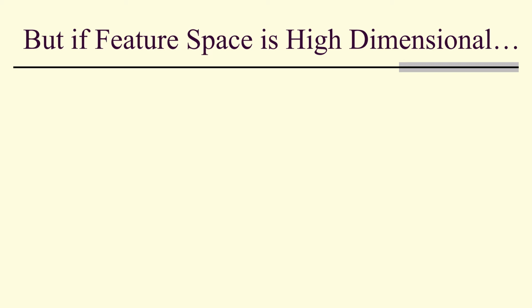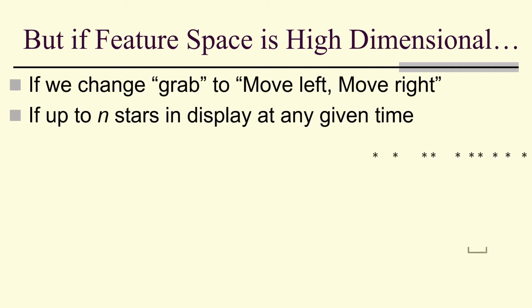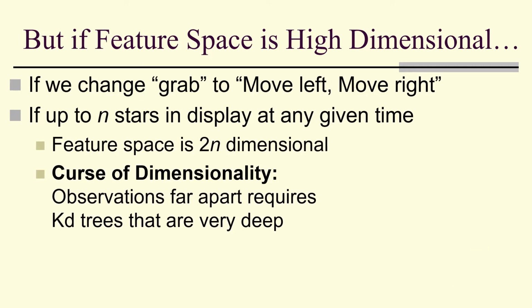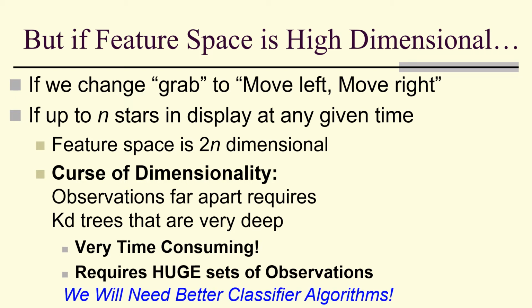Now, if the feature space is very high dimensional, for example, if instead of just grabbing, we are moving left and moving right, and suppose we had up to n stars in the display at any given time, so we can move left or right to try to catch a star, the feature space is now 2n dimensional. That means we're looking at the curse of dimensionality. Observations tend to be far apart. We'll need very deep KD trees, very time consuming, and huge sets of observations to learn to play this game. In other words, we need better classifiers.